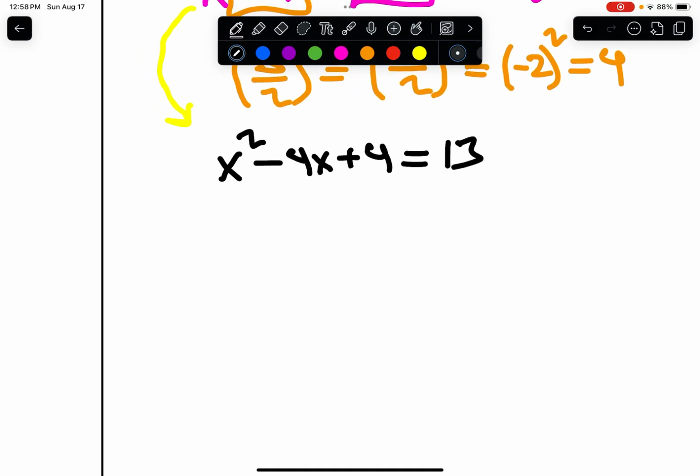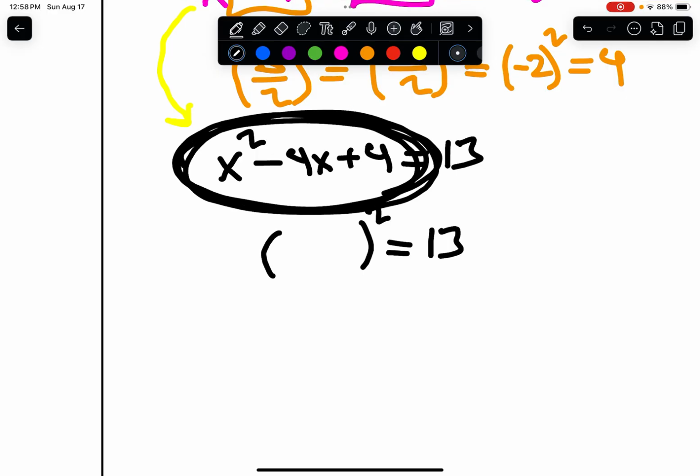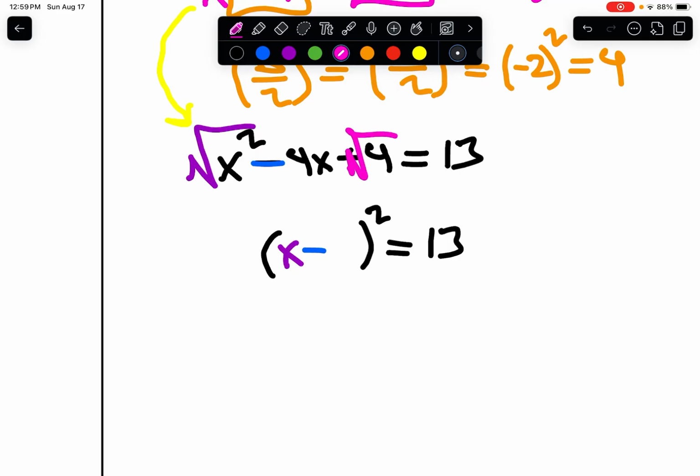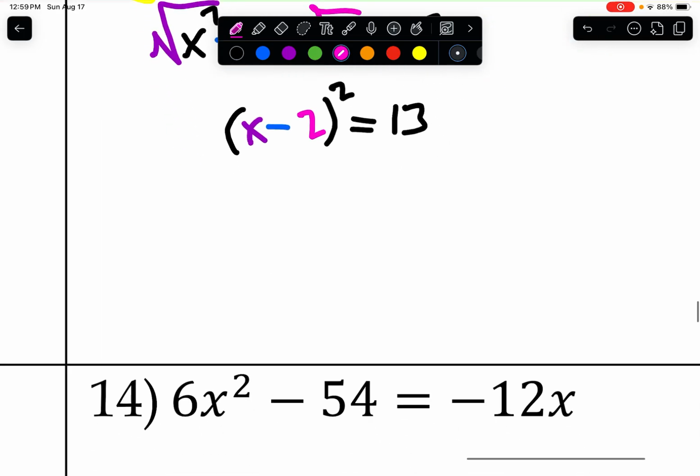So now I need to factor the left side. So once again, it's going to be a binomial squared, and that's going to equal 13. So this is, the left side should always factor into a perfect square trinomial. If it doesn't, you did something wrong. So square root of the first, which is x. I want the sign of the b, which is minus, and then I want the square root of the last, which is 2. So x minus 2 squared equals 13.